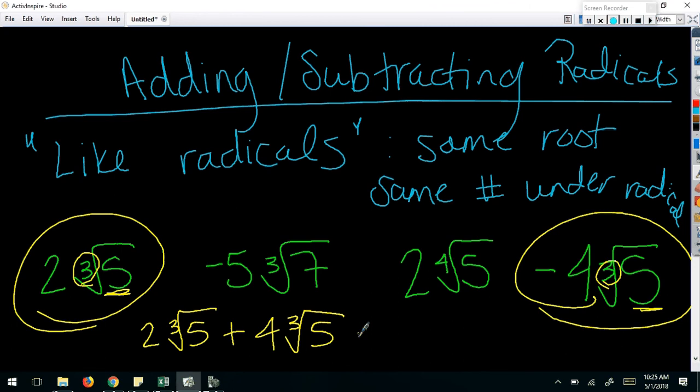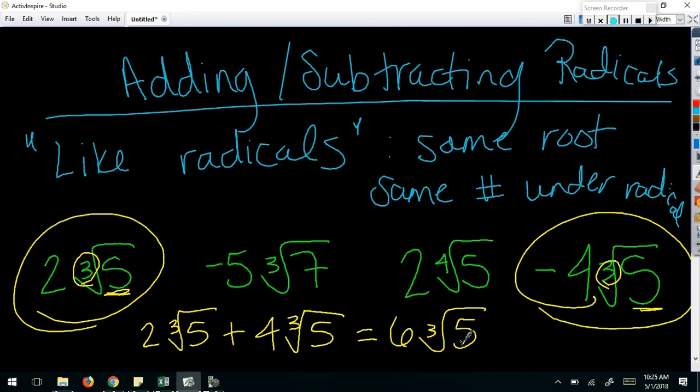So what would this become? The only thing you combine is numbers. 6. Yes. That's all you have to do. You can only combine the ones that have the same root and same radical. And then you just add, or subtract. It's kind of like terms when you're adding. If this was 2x plus 4x, it would be 6x. The x is just the cubed root of 5. That's the only difference.